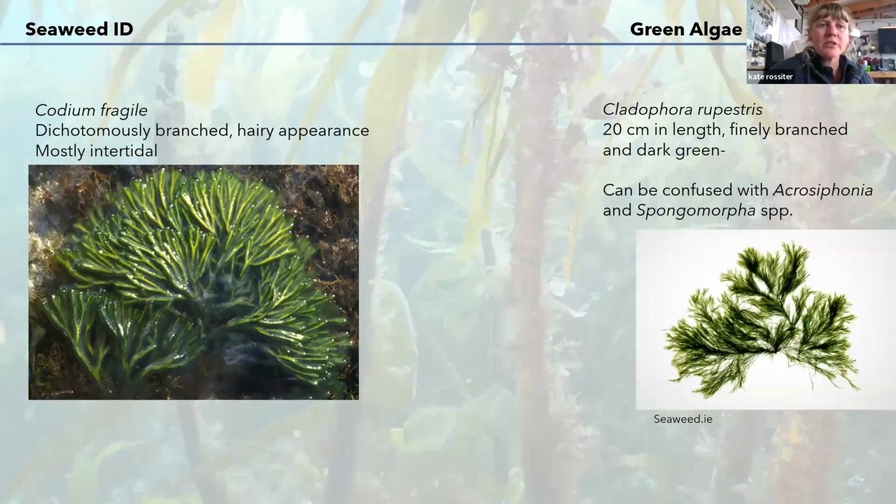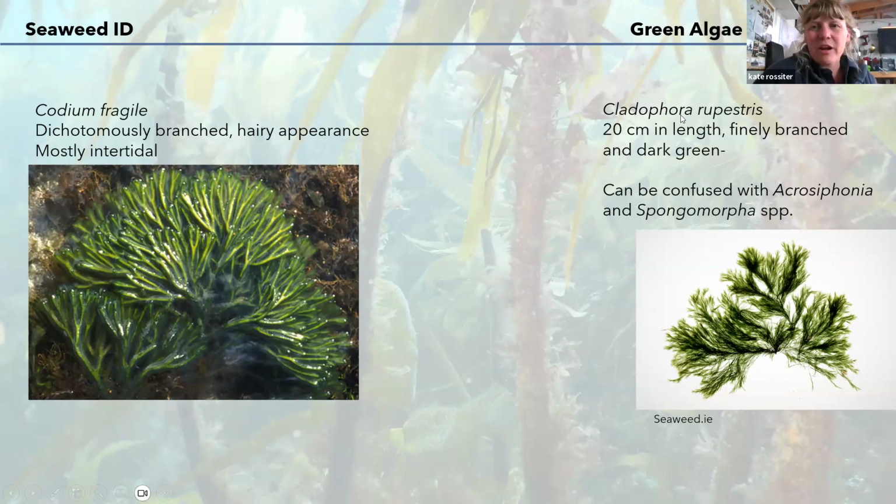You have dead man's fingers, Codium fragile. It's dichotomously branched. This is a siphonous alga. It has a very hairy appearance and is mostly intertidal. It can't really be confused with anything, but there are two subspecies, and one of them is thought to be more common. I generally just report Codium fragile, but SeaSearch could tell us to do something somewhat different if they wanted to.